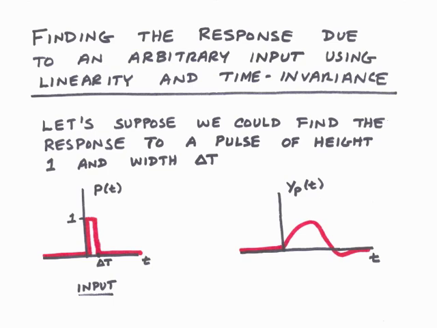So why is the impulse response so important? The reason why is because it helps us find the response to an arbitrary input. The way it does this is by using the properties of linearity and time invariance. Let's suppose we can find the response to a pulse of height 1 and width delta t. This is shown in the bottom left. And let's suppose that response is yp of t, shown in the right.